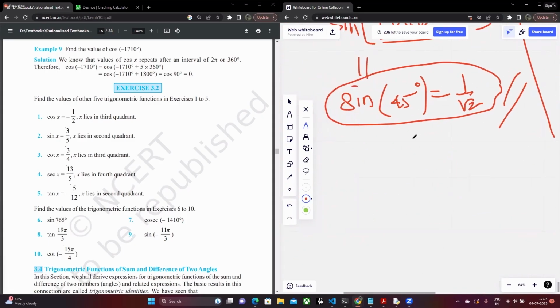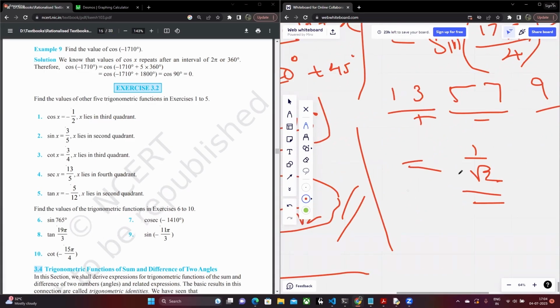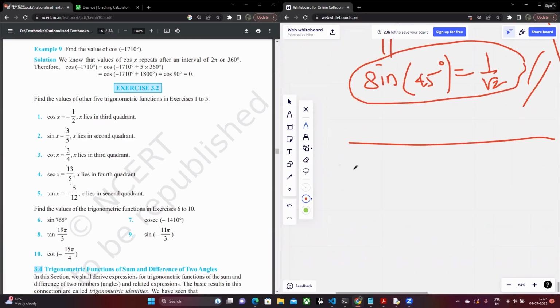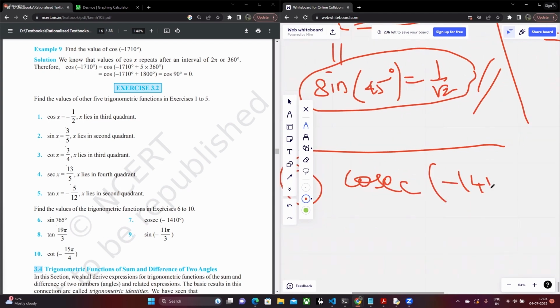Two ways to do it. You can do it in any way. Both ways work, right? This way is simpler. But if you want to just show off that you know radians and radian conversions, then you can do this. Your wish. Question number 7. Cosecant of minus 1410 degrees, right? Cosecant of minus 1410 degrees.